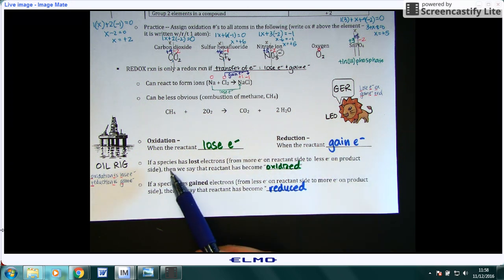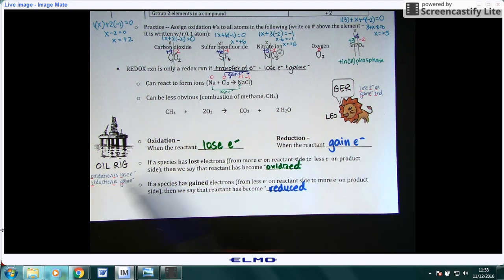So if you have a species or an element or a compound that has lost electrons, we would say that reactant has become oxidized. If you have a species or a substance or a chemical reactant that has gained electrons, we would say that reactant has become reduced.